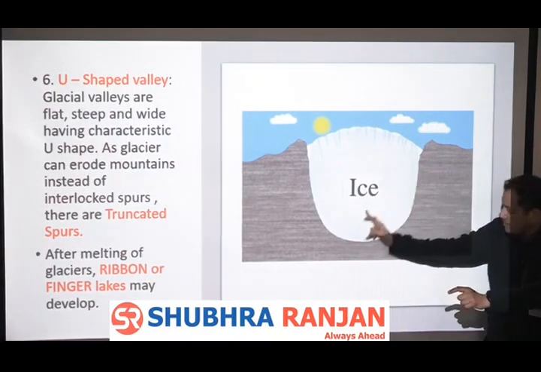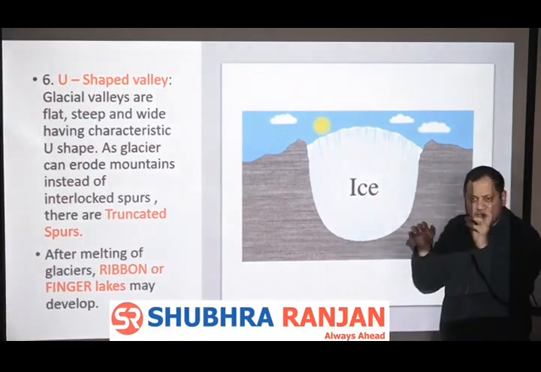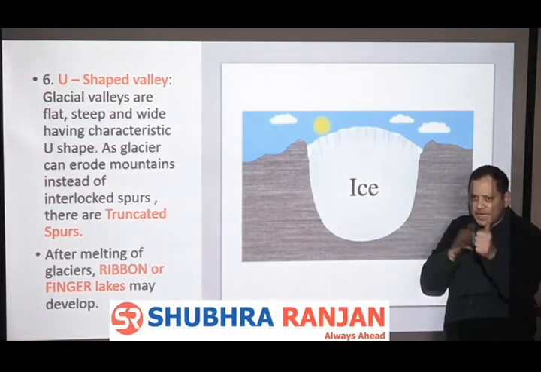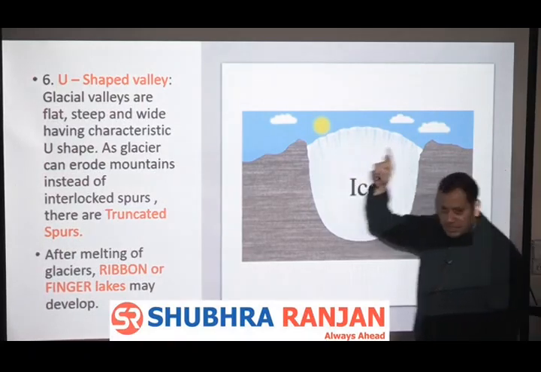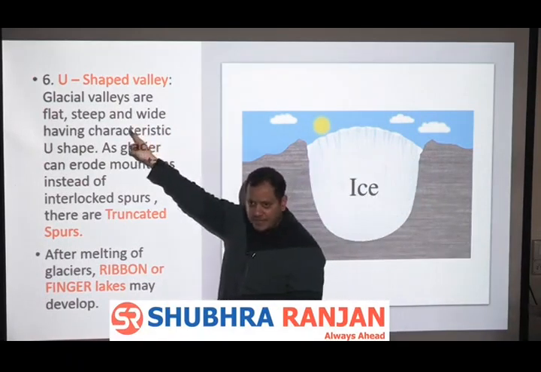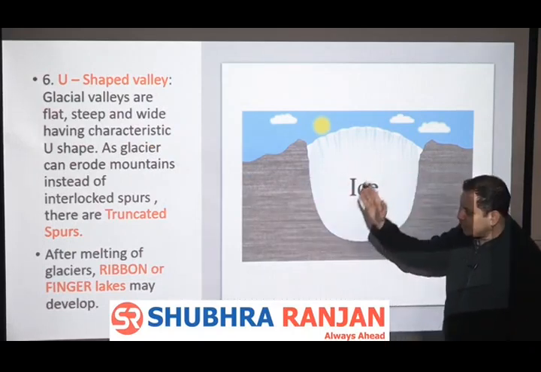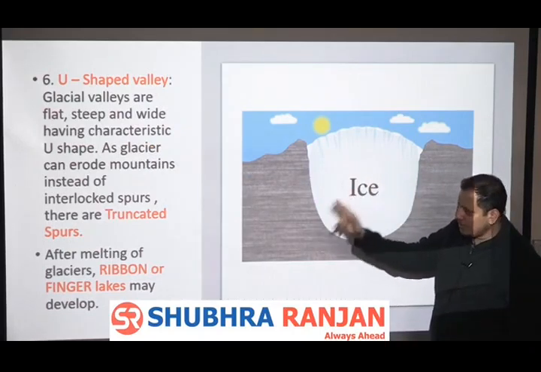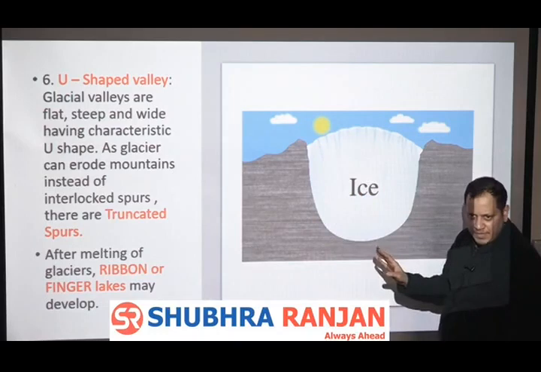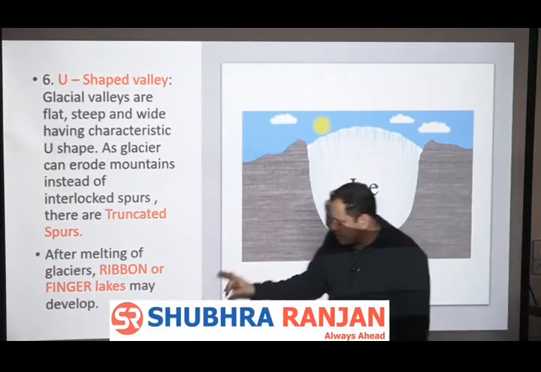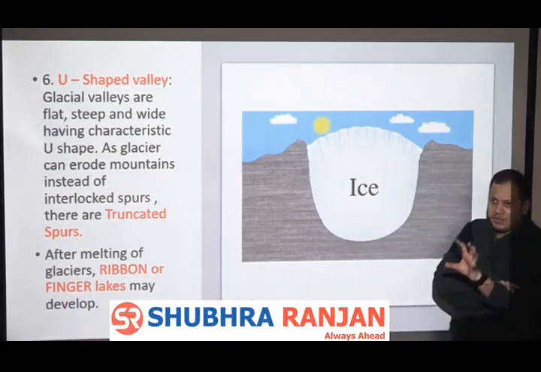unlike V-shaped valleys which are formed by the rivers, because river water is flexible. Water is flexible. Here water can take the shape of a surface, but ice cannot, and therefore it will cut back, resulting in what we'll call U-shaped valleys. So glacial valleys are always flat from the bottom, steep, wide, having U-shaped characteristics. A glacier can erode the mountains and therefore instead of interlocked spurs, there are truncated spurs. Fine. After the melting of a glacier, ribbon or finger lakes may develop. I'll tell you later on what these ribbon or finger lakes are.